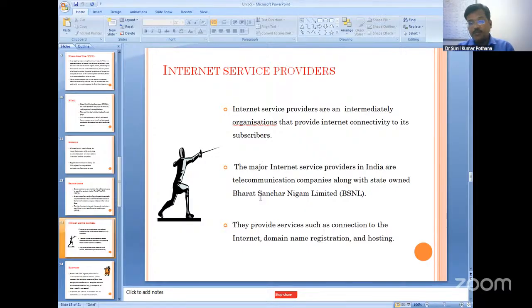Along with BSNL, and some other private networks like ACT Fibernet and Hathway, these private networks also provide you internet services. The major internet service providers in India are telecommunication companies along with the state-owned Bharat Sanchar Nigam Limited. They provide services such as a connection to the internet, domain name registration, and also hosting.